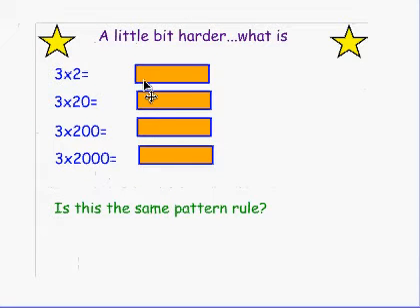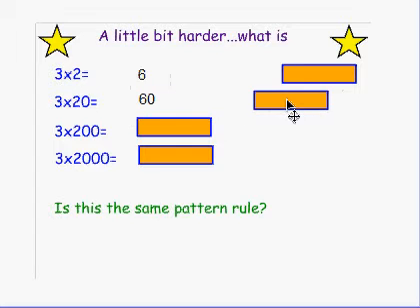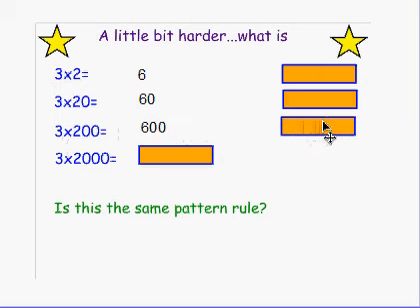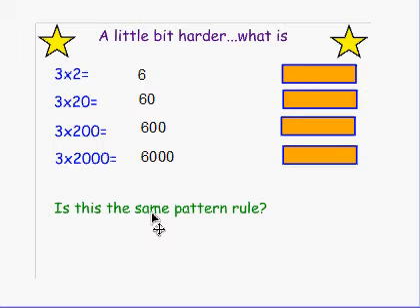A little bit harder. What is 3 times 2? That's just 6. 3 times 20? That's 60. And 3 times 200? That's 600. And you guessed it, 3 times 2,000 is going to be 6,000. Is this the same pattern rule that we just saw?